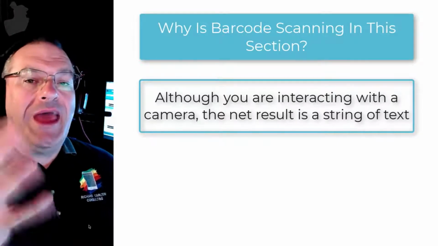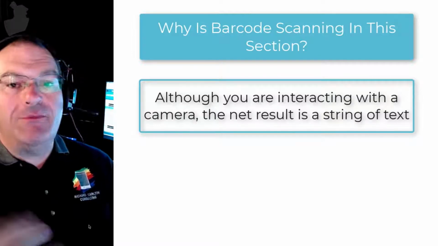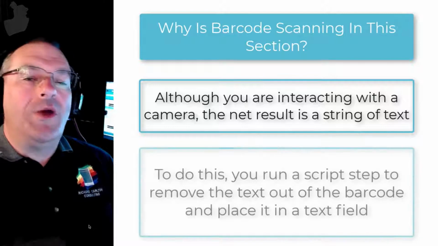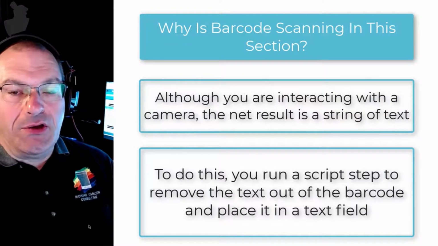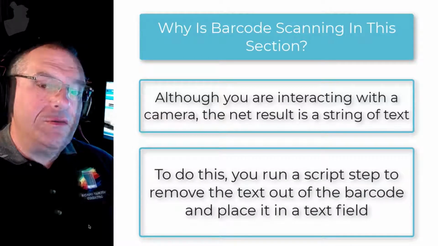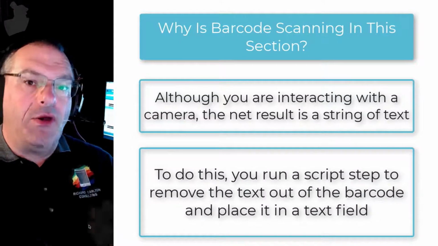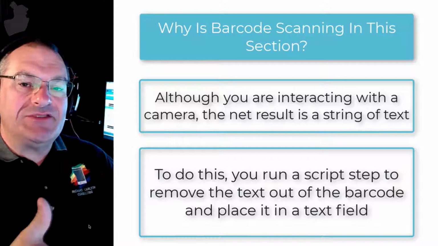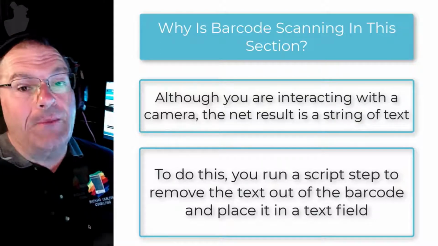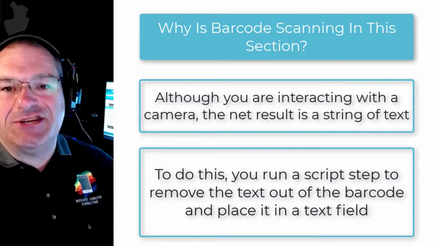And so while you can scan a barcode and put the image of the barcode into a container, really at the end of the day, we're running a script step in FileMaker Go that allows us to capture the barcode with the camera. It removes the text out of the barcode and it will stick that data into a text field. So that belongs actually in this section. And with FileMaker Go, it works pretty well. And we'll get to that in this section of videos.